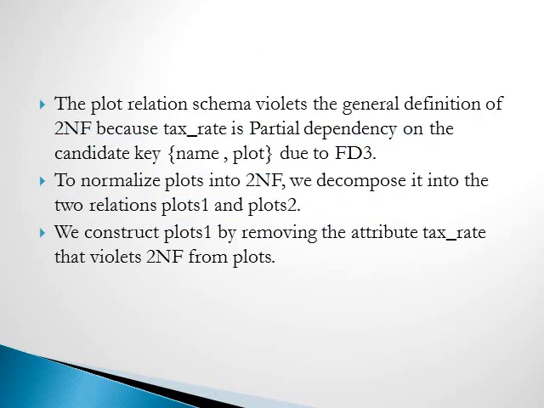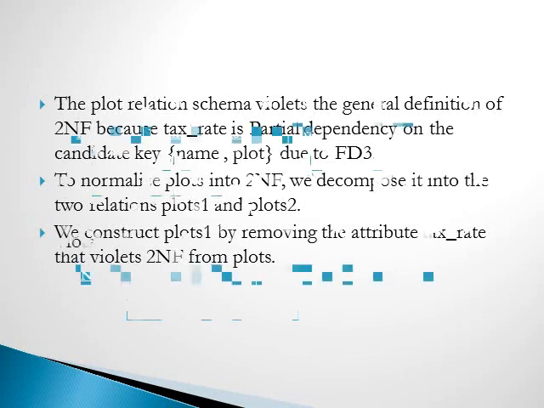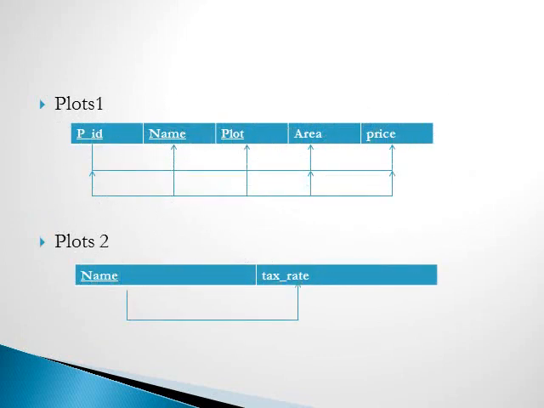I told you in the previous slide that the plots relation is not in second normal form because of a functional dependency in which tax rate is partially dependent on the candidate key. So we decompose the plots relation into plots 1 and plots 2 and remove the attribute tax rate. There are two relations, plots 1 and plots 2. In plots 2, tax rate is dependent on name.